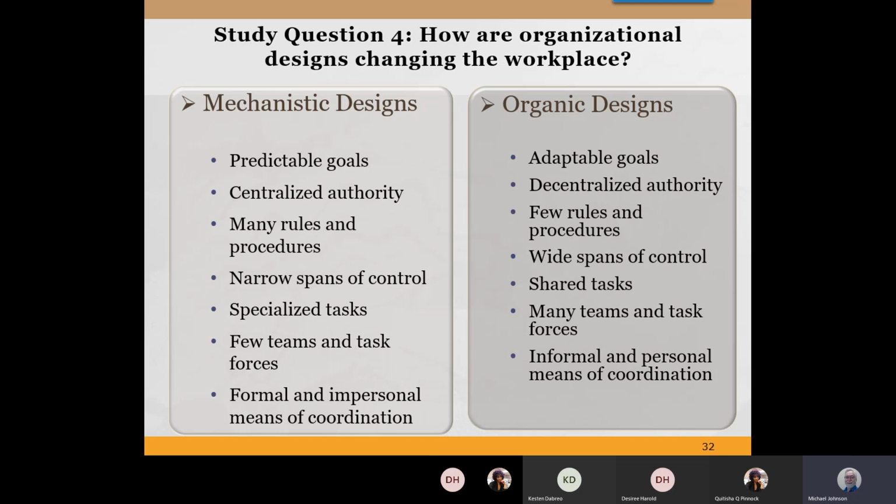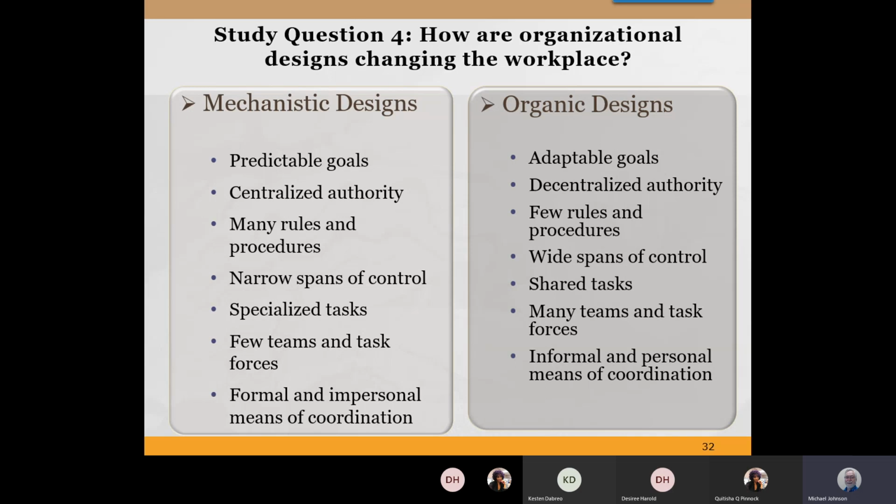The mechanistic is, think of it as like a watch or a chronometer or something highly mechanized. It's very, very specific. It functions with extreme precision. So it has very predictable goals. They're definable and also centralized authority. There is no ambiguity. You know exactly who to go to. Many rules and procedures, very bureaucratic, okay? And narrow span of control.